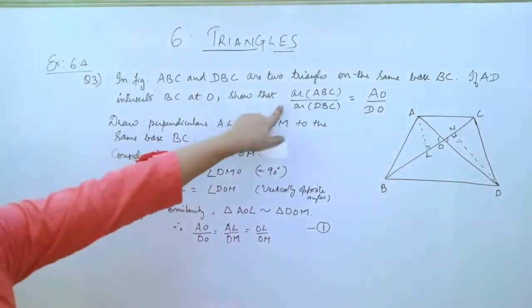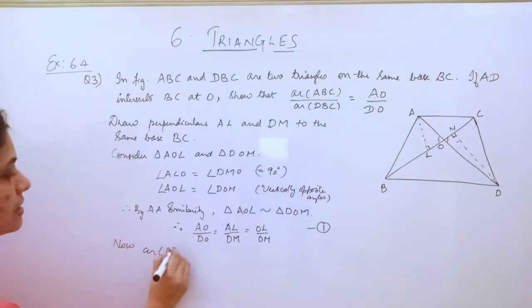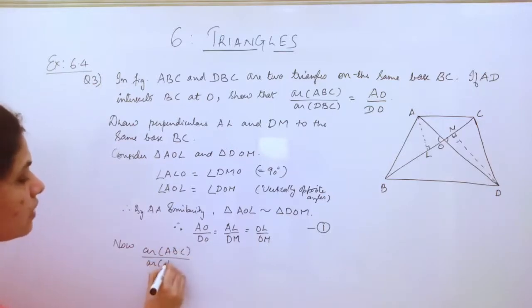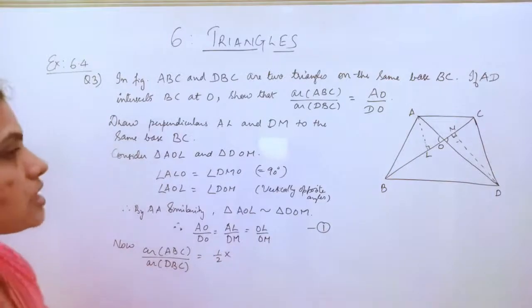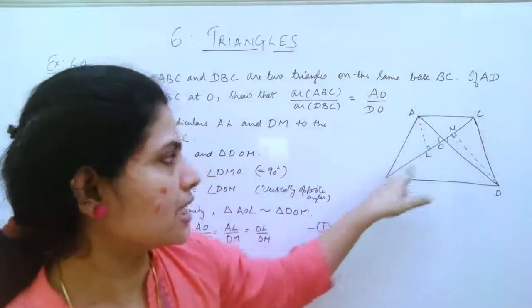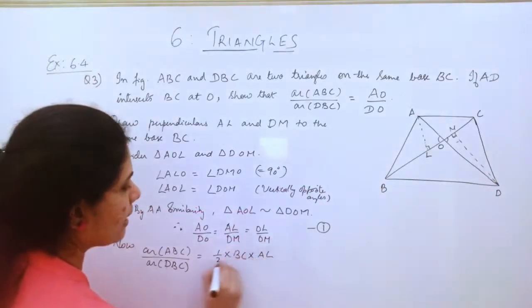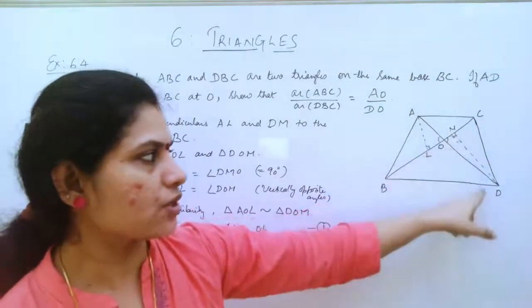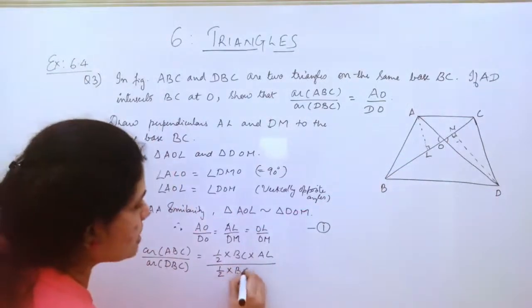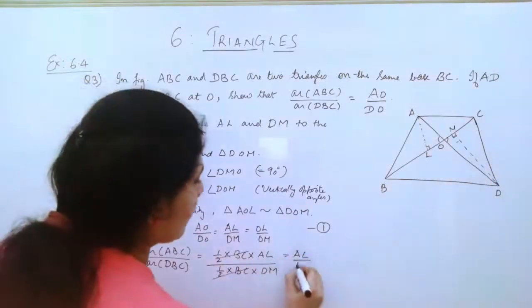Now we are starting with what we need to show, that is area of ABC by area of DBC will be half into base into altitude. So you will get half into, what is the base of this triangle ABC? ABC has the base BC and altitude is AL. So I will get half into BC into AL divided by, for the other triangle you have half into base again BC and altitude is DM, half into BC into DM. So that half BC gets cancelled, you are getting AL by DM.